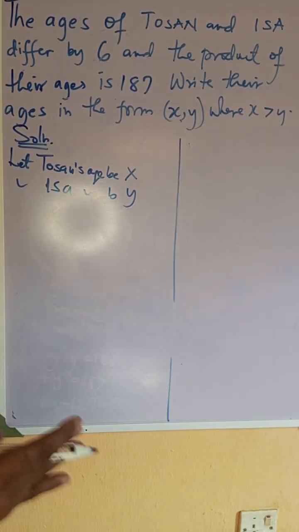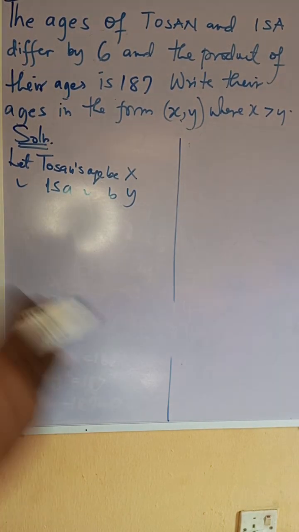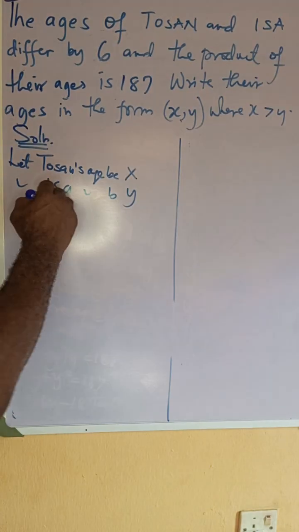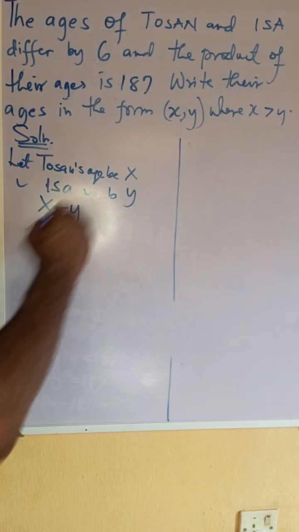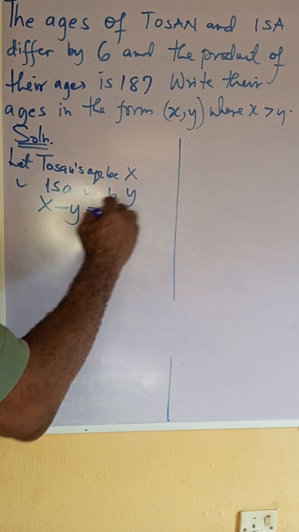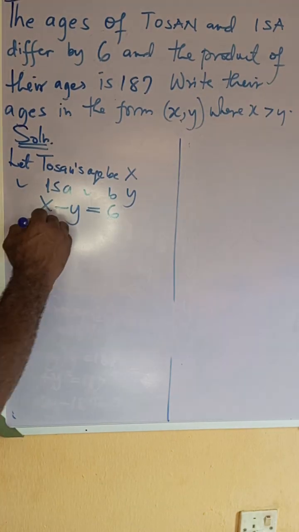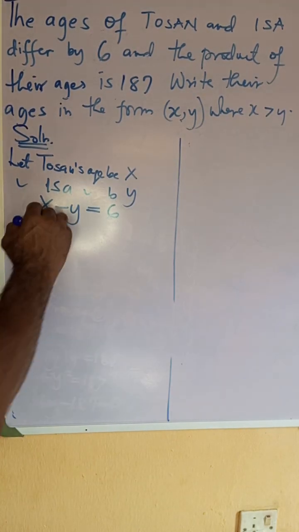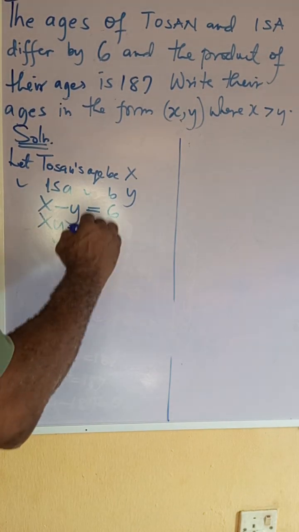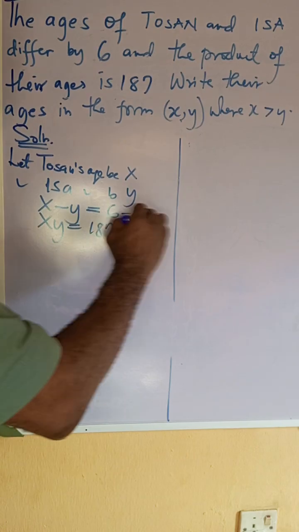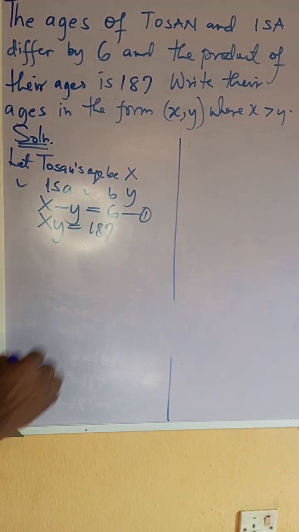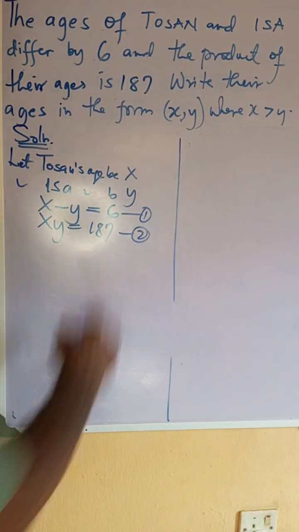Now we are told that their ages differ. In mathematics, if you hear difference, it means subtraction. So their ages differ by 6. That is x minus y equals 6. And the product of their ages amounted to 187. Product means multiplication, so xy is equal to 187. So this has resulted in equations 1 and 2.